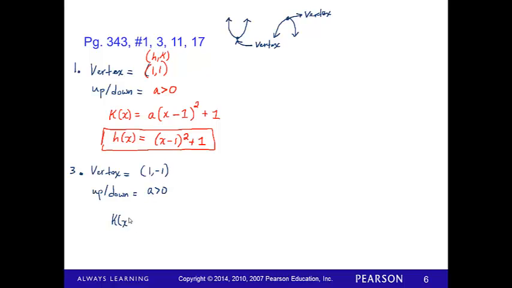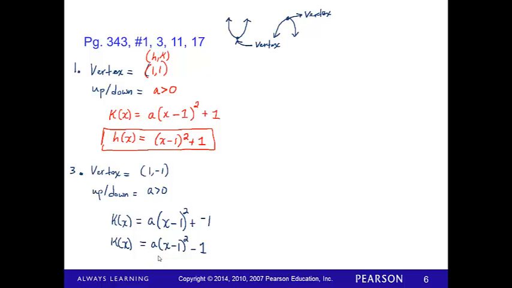So if we had to put it in standard form, it should be a times (x - 1) plus negative 1, because remember, you have a minus sign inside the parentheses and a plus sign on the outside. So it looks like a times (x - 1) squared minus 1. For now, we don't know what a is, but we can try to match it up.